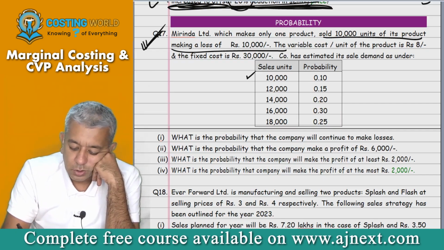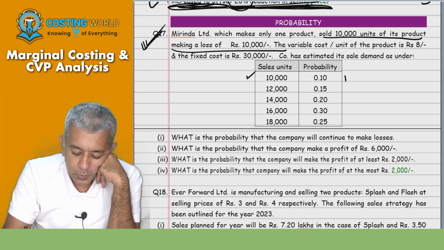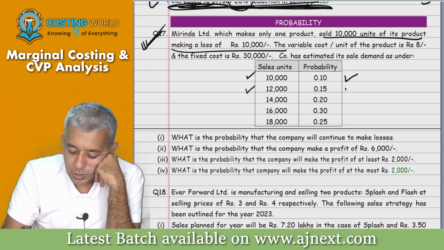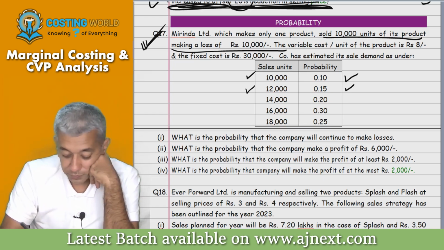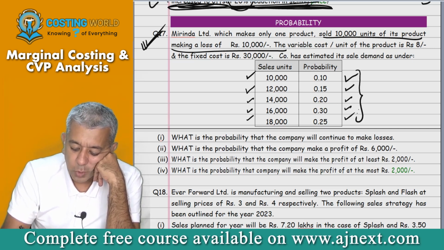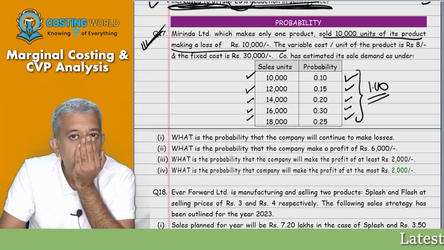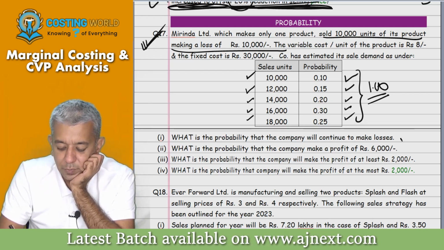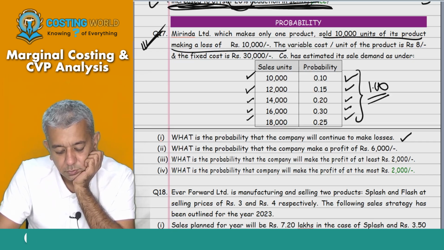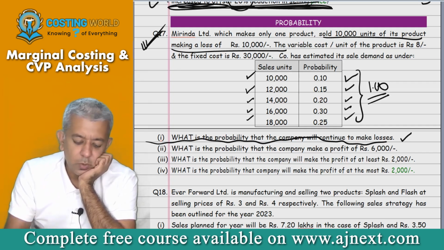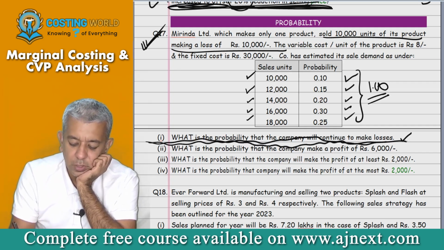Sales in units. So, you will be able to sell 10,000 units. Its probability is what? 0.10. You will be able to sell 12,000. Probability is how much? 0.15. 14, 16, 18. Probability is this, this and this. Can you see if you total up all these particular things, probability always totals up to 1, no? Further, what is the probability that company will continue to make losses? I don't want to be reading other parts. You all read till here once, then I'll ask you. You all read the question till here, please.